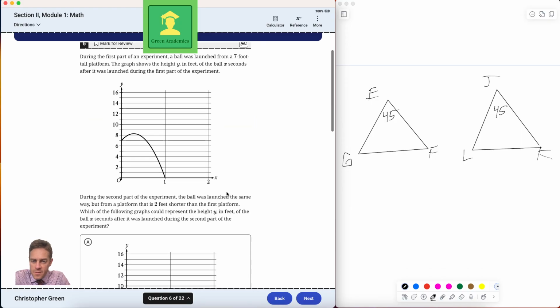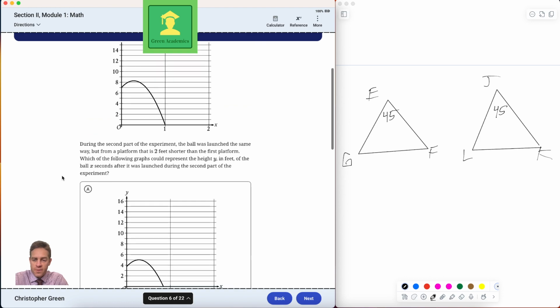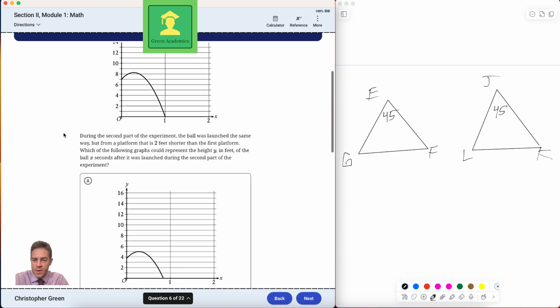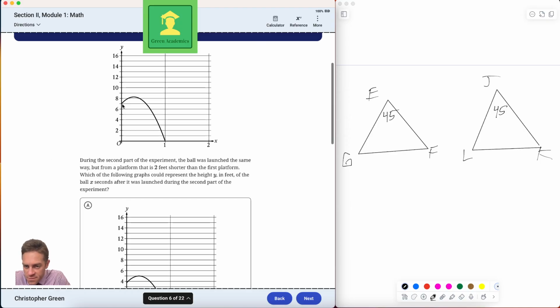During the first part of an experiment, a ball was launched from a 7-foot-tall platform. The graph shows the height y in feet of the ball x seconds after it was launched during the first part of the experiment. During the second part of the experiment, the ball was launched the same way, but from a platform that is 2 feet shorter than the first platform. Which of the following graphs could represent the height y in feet of the ball x seconds after it was launched during the second part of the experiment? Well, if it started from 2 feet shorter, instead of starting from 0,7, it would start from 0,5.